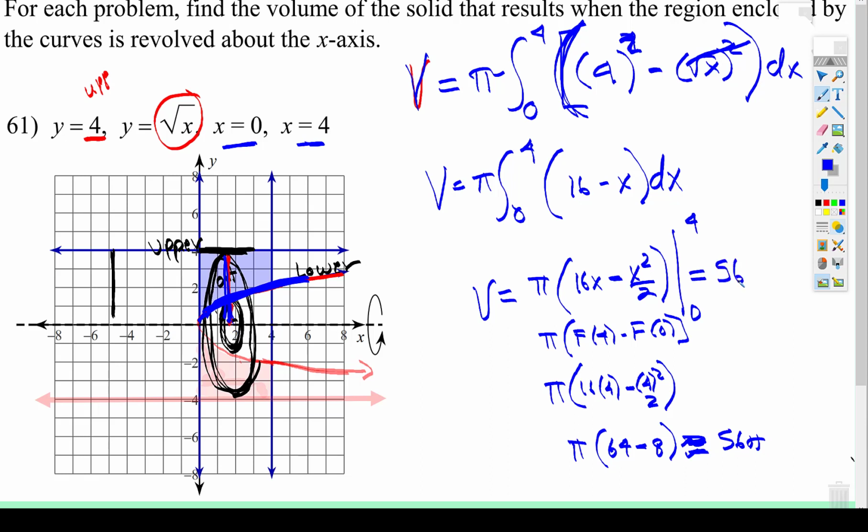And this is volume, so units cubed. So not too bad. The biggest problem is figuring out the upper, the lower, the outer, the inner. And then remember, sometimes you're going to rotate around the y-axis, so then it will be the right radius subtract the left radius. It'll be set like that. All right, that's it for the washer method.